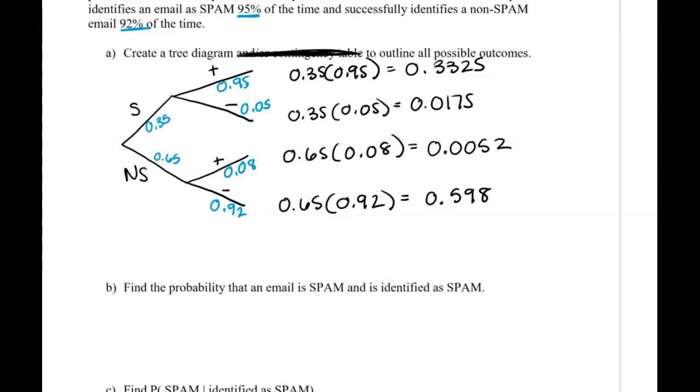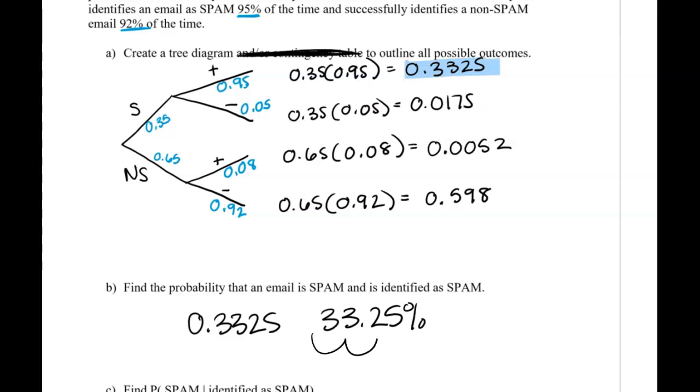So now find the probability that an email is spam and is identified as spam. So we're looking for spam and is identified as spam. That's spam identified, that's spam in a positive test, so to speak. Oops, I need to cross it off. 0.3325, sorry about that. So that's going to be right here because this says it's spam, it is spam and it says it's spam. So it's actually just 0.3325 or 33.25% because we're looking out of all the emails, and that's what those probabilities are.